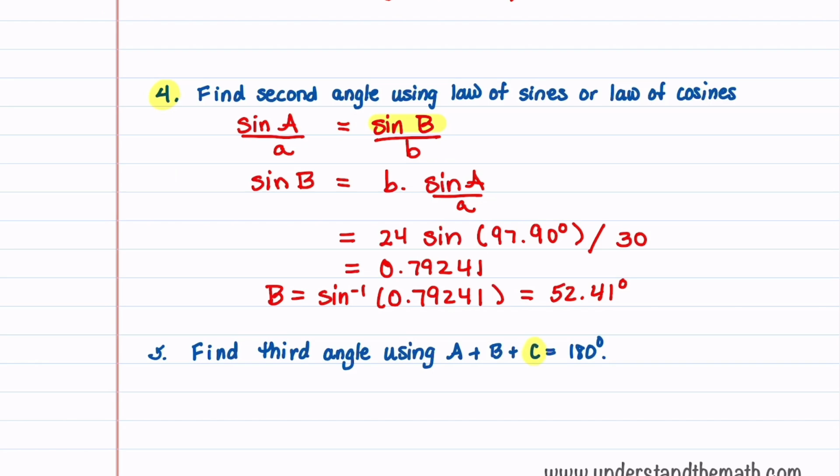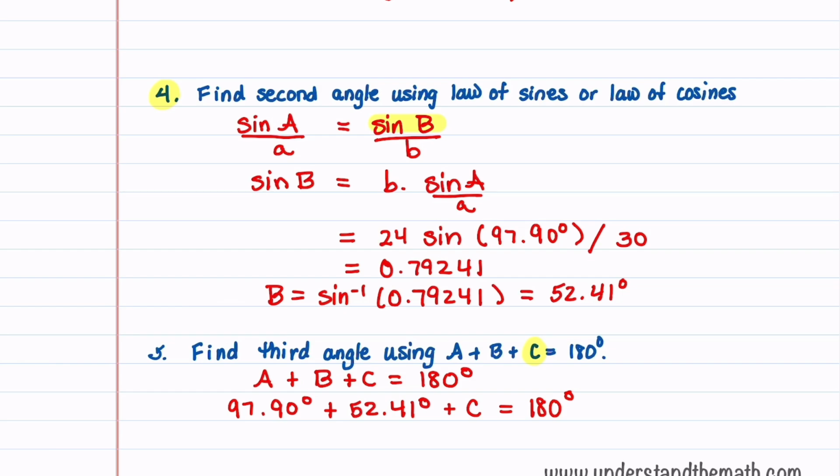Our last step is to find our last angle, which is angle C. We'll start by writing down that angle A plus angle B plus angle C is 180 degrees. We'll plug in for A and B. A is 97.90 degrees. B is 52.41 degrees. Plus our unknown angle C is 180 degrees.